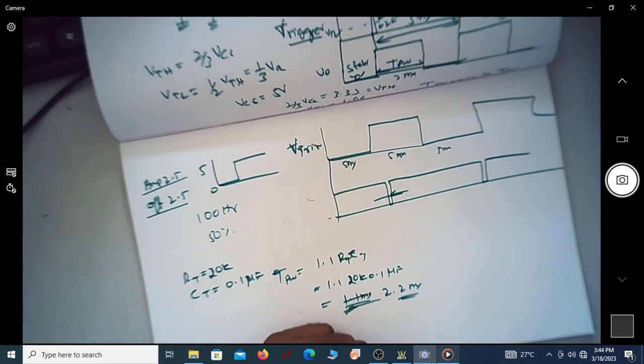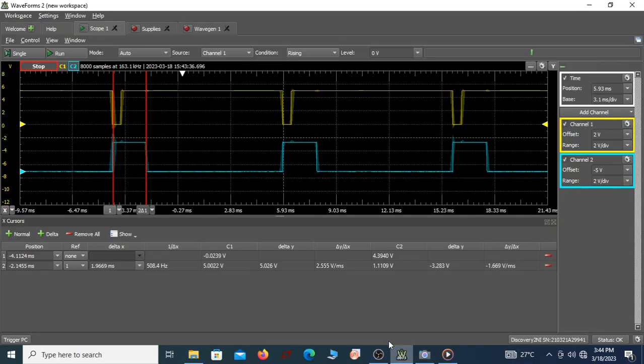What you're getting here is almost 2 millisecond, almost 2 millisecond. So this is your trigger signal, this is your monoshot output. This is what is required.